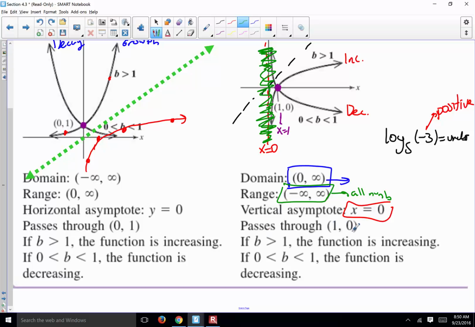It passes through (1, 0). If b is big, it's increasing. If b is small enough, the function is decreasing. We already mentioned it. Increase.